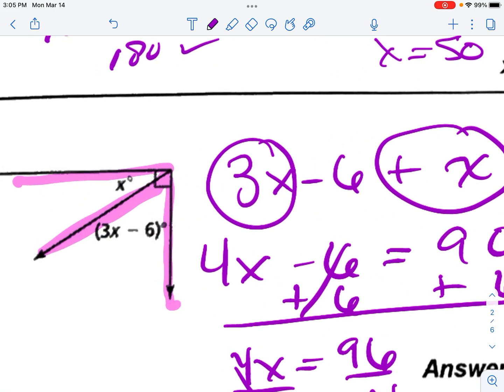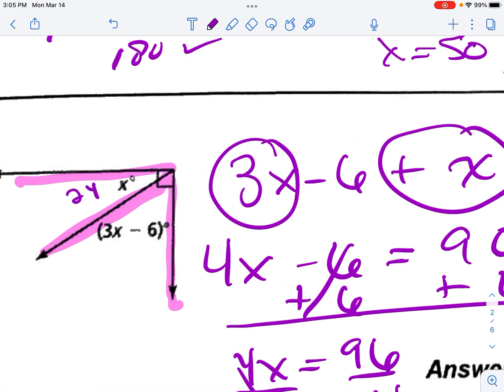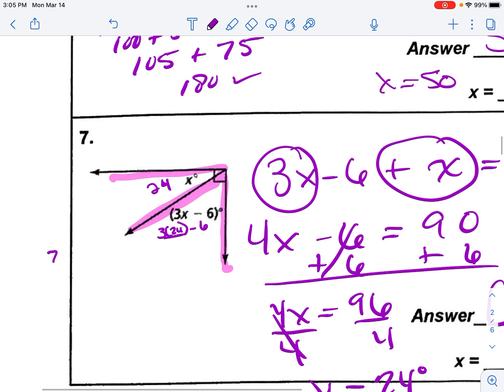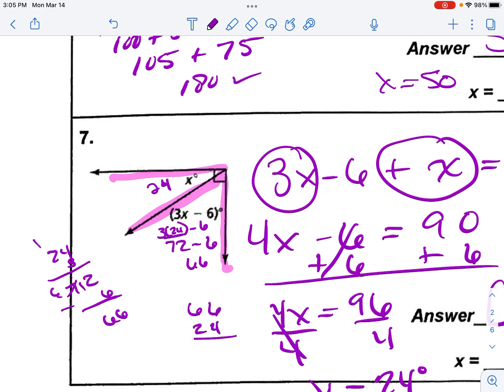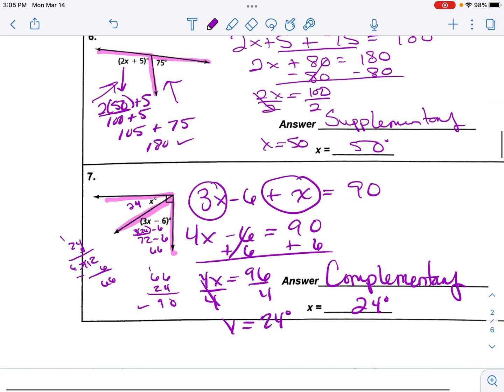Okay, to double check, we're saying this is 24, and in here, 3 times 24 minus 6. 24 times 3 is 72, minus 6 is 66, and if 66 plus 24 is 90, which it is, it checks out. It makes sense.